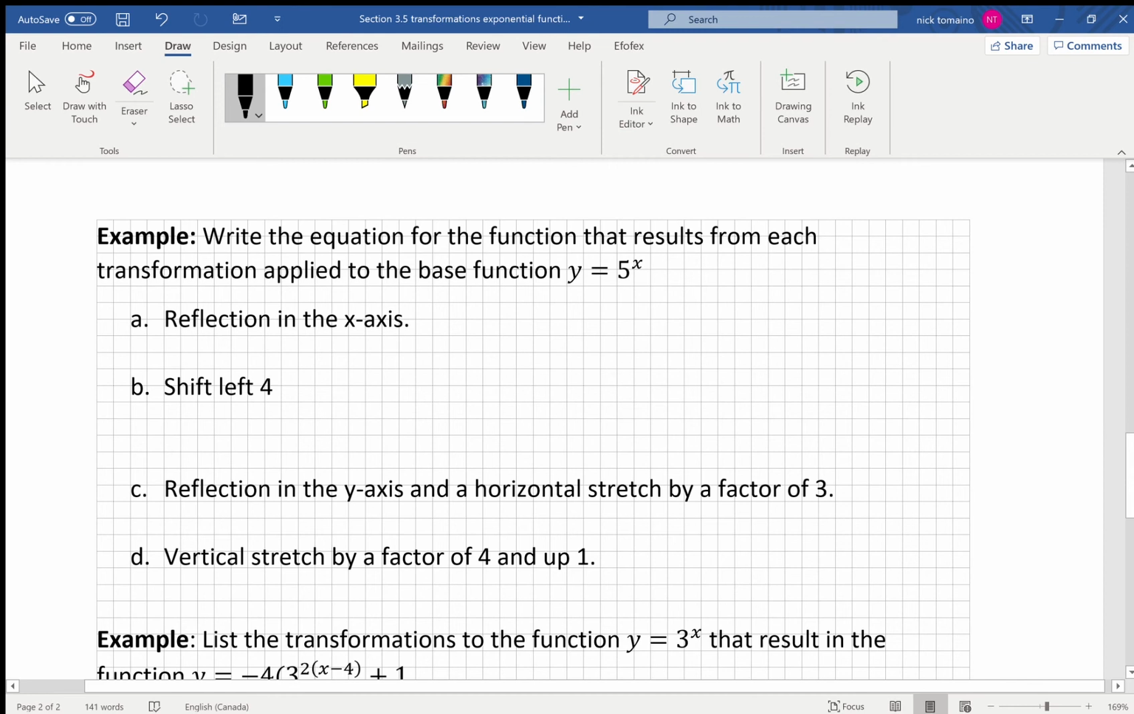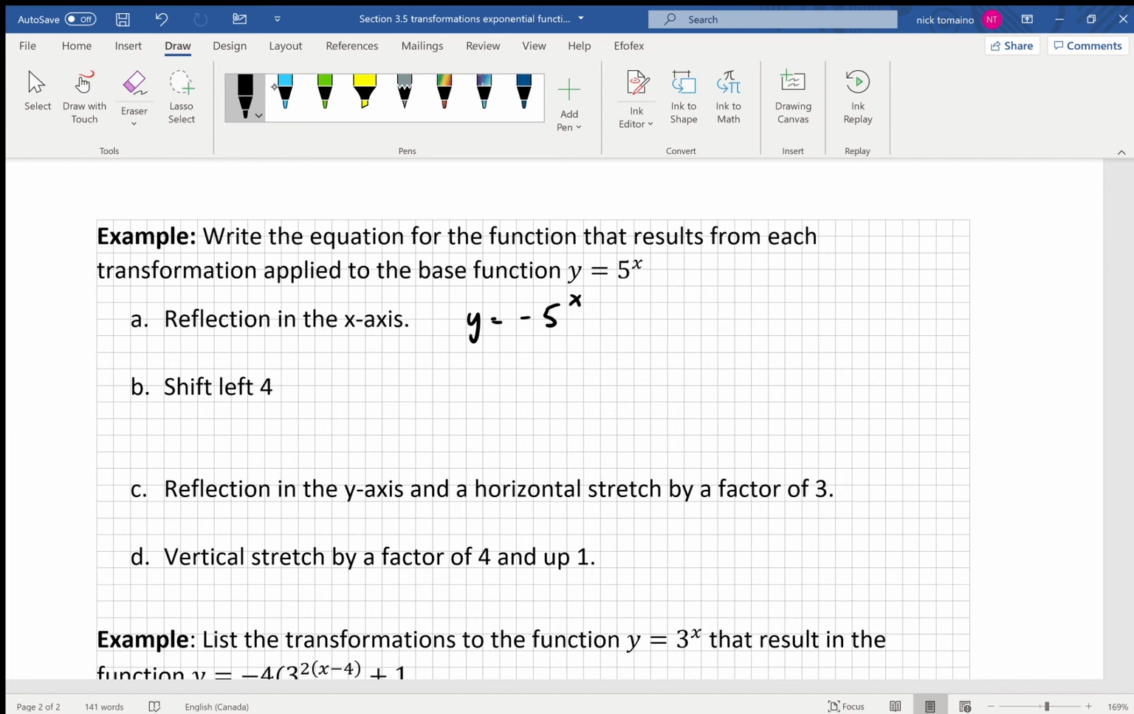Okay, so now we're starting off with a different base function. It's now 5 to the x, and I'm saying write a new function that reflects each of these. So a reflection on the x-axis. So we're going to go negative f or negative 5 to the x. So again, plug this one into Desmos, y equals 5 to the x, and then plug each of these in just so you see it.